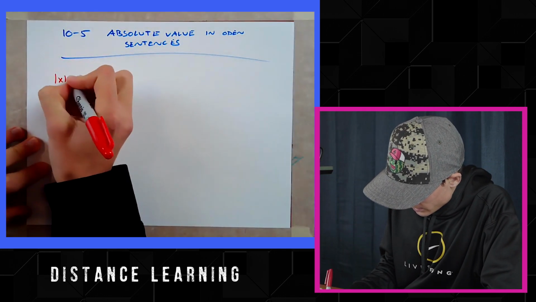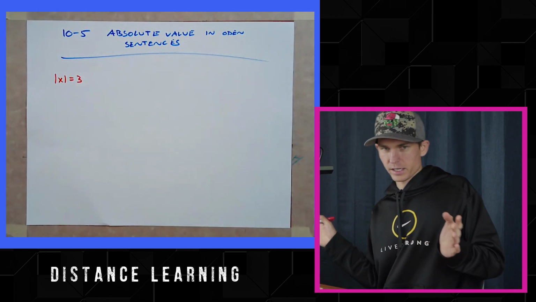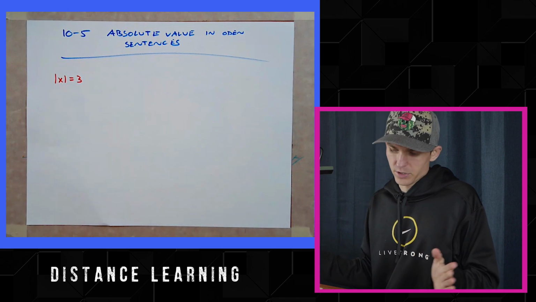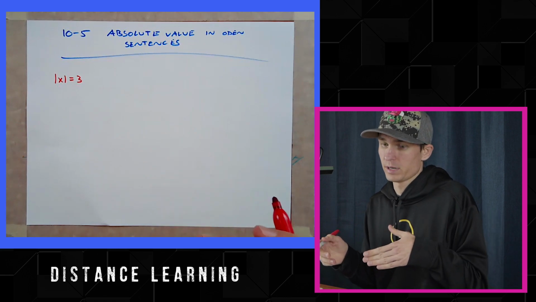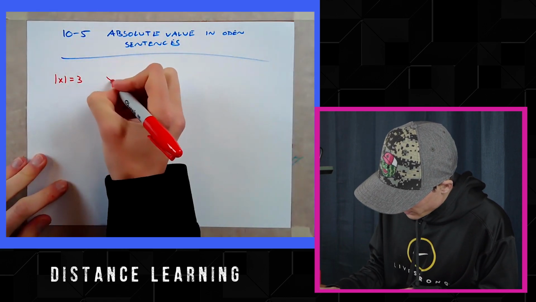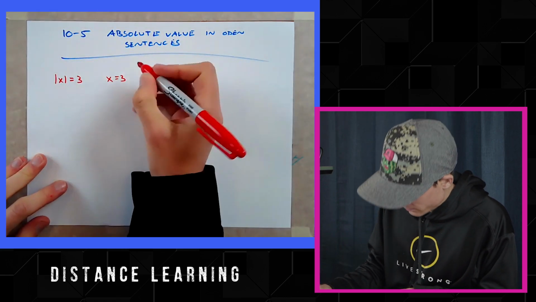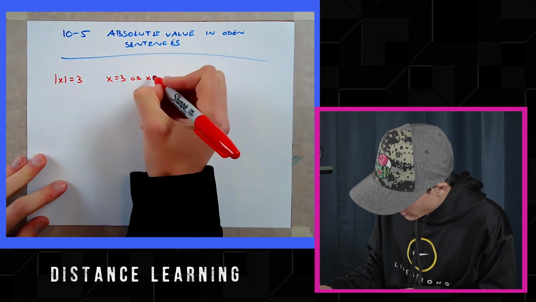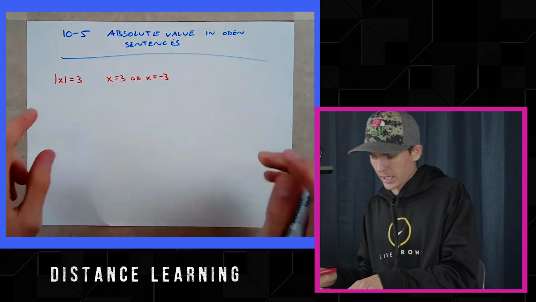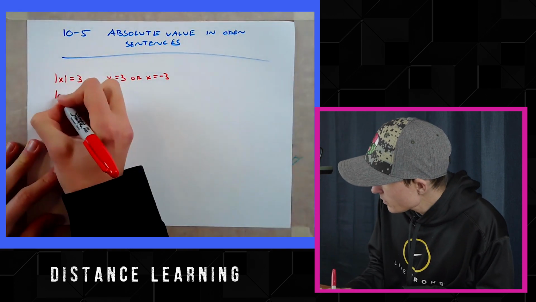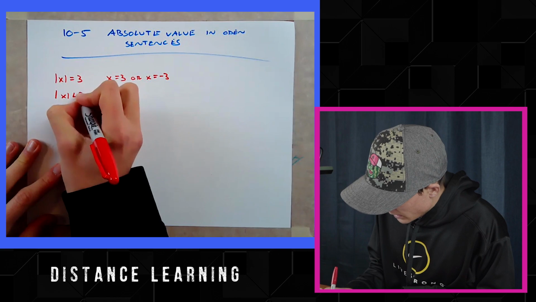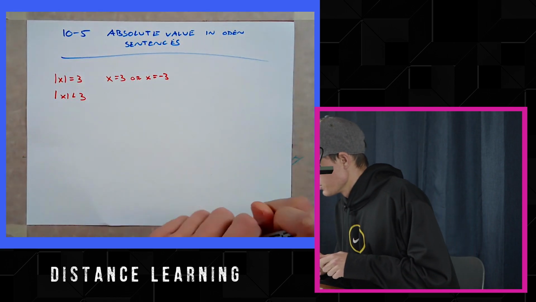Absolute value of x equals 3, right? Absolute value means it turns anything positive. It does not change a positive to a negative, but if it is negative, it will change to a positive. So that means x could be 3, or x could be negative 3, right? Absolute value of 3 is 3, absolute value of negative 3 is 3. Okay? Absolute value of x is less than 3.